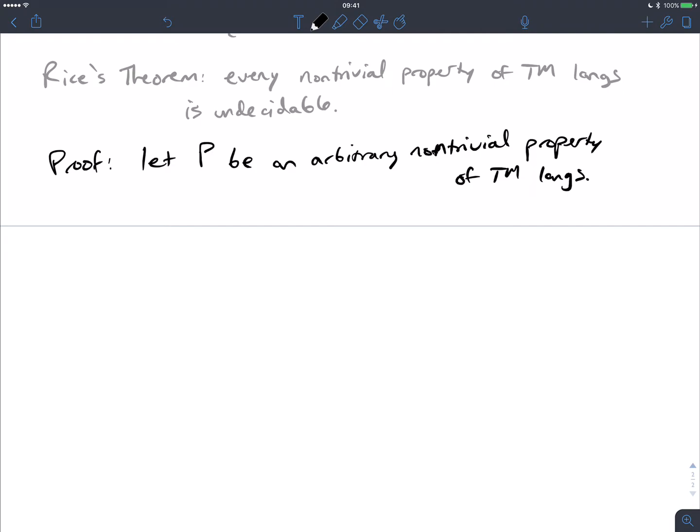So it's essentially saying ETM undecidable implies EQTM undecidable, contrapositive. EQTM decidable implies ETM decidable. It's just a contrapositive. Yeah. Other questions?